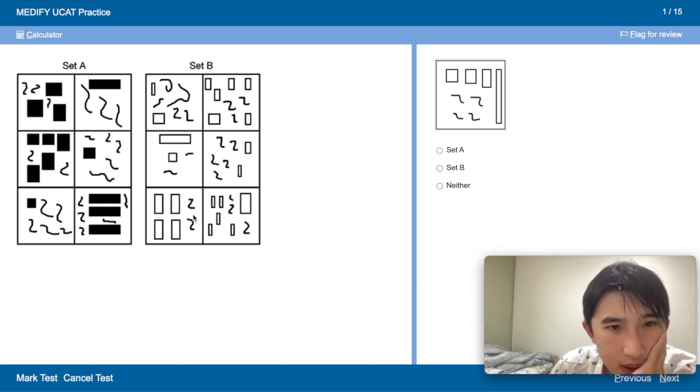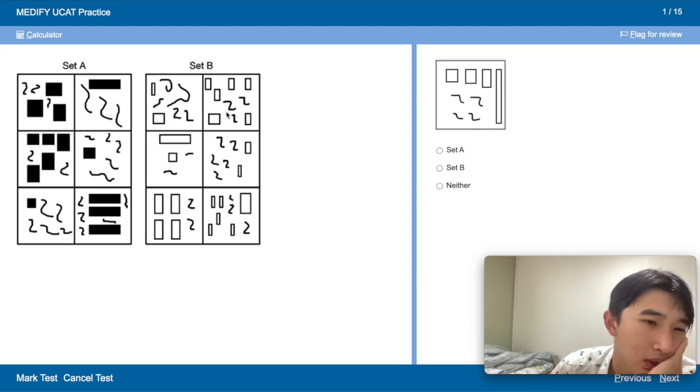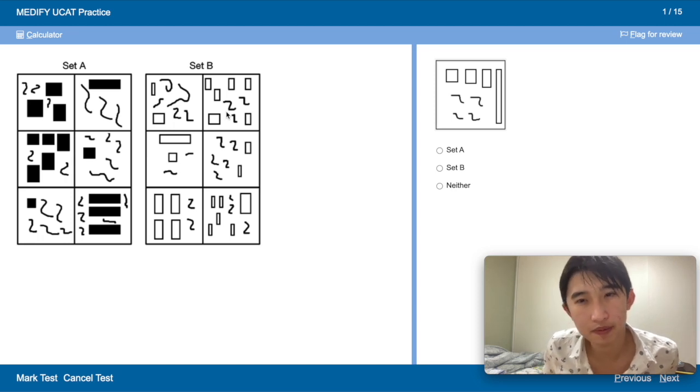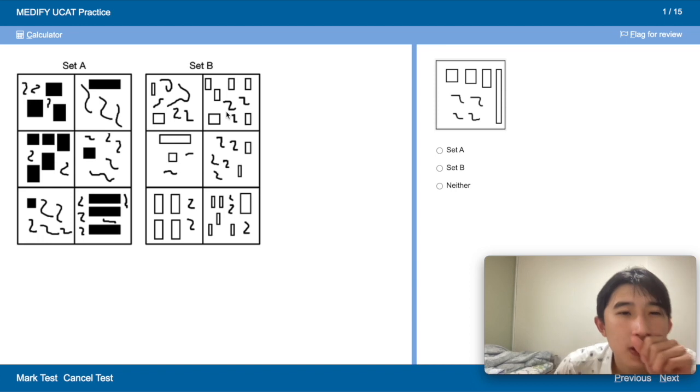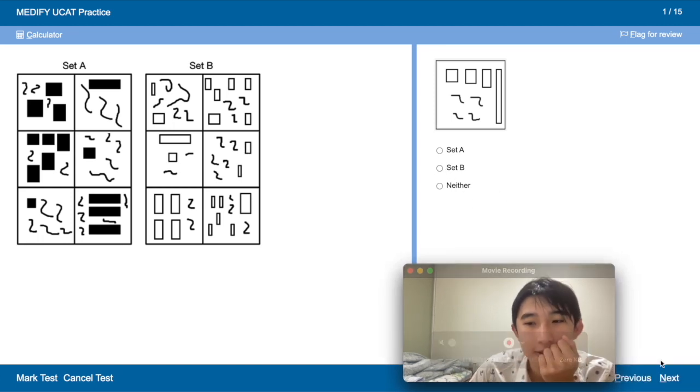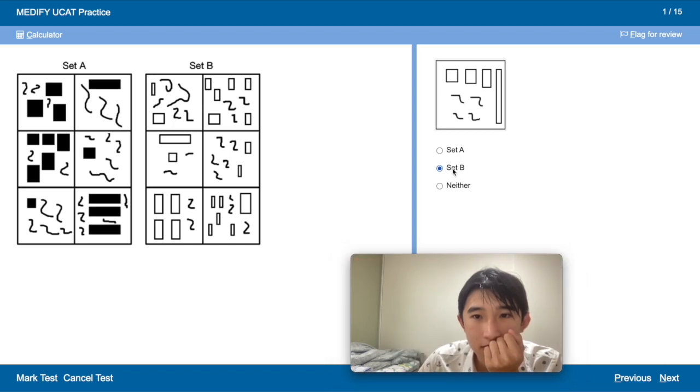Four rectangles, two lines. Six rectangles, three lines. Five rectangles, two lines. Six rectangles, three lines. Five rectangles, two lines. So we got four rectangles and four lines. Does that belong to set B? I hate this section. Let's just say set B. Two rectangles and four lines.